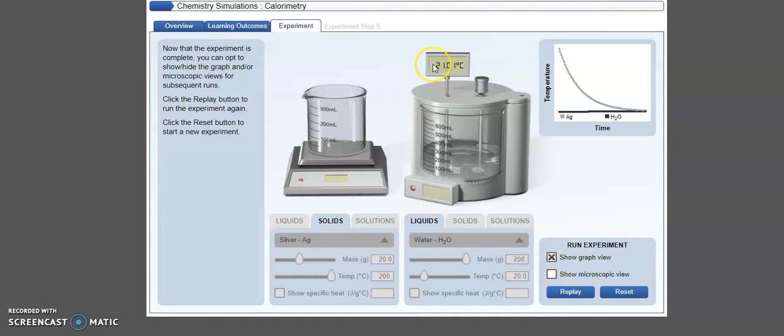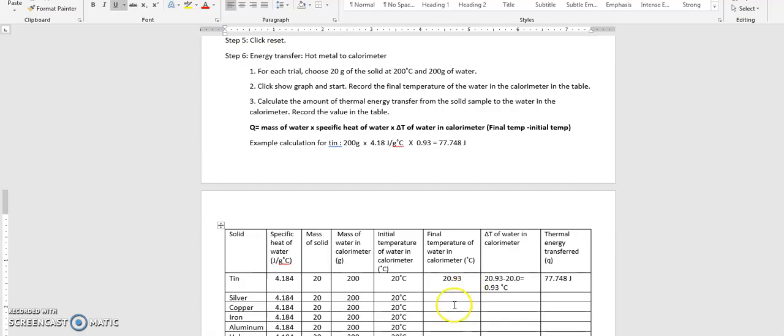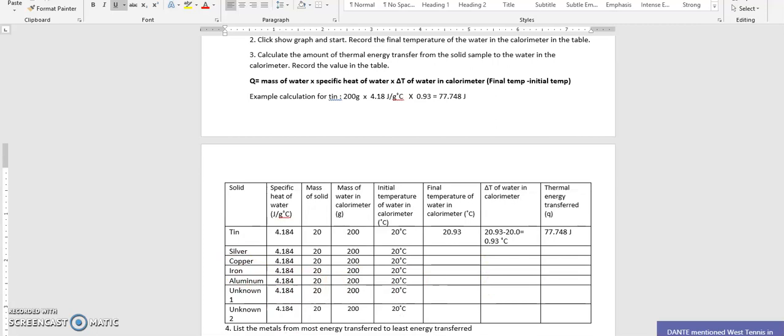Make sure you record the final temperature and the initial. So 21.01 would be your final temperature. 20 degrees was your initial temperature. Okay. So put that 21.01 there. Figure this out. Okay. Let's look at copper.